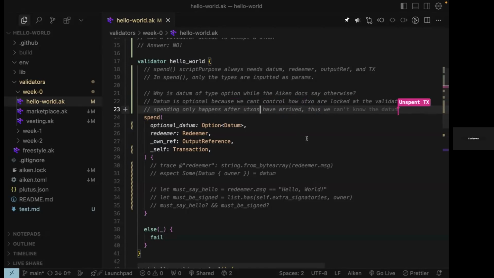Thus, it is logical to make datum optional because we don't know if it exists or not. Thus, we have to prepare. We don't know if the datum is there or not. So basically the most logical thing we can do is say datum is optional, because we can never decide beforehand whether it will be there or not.